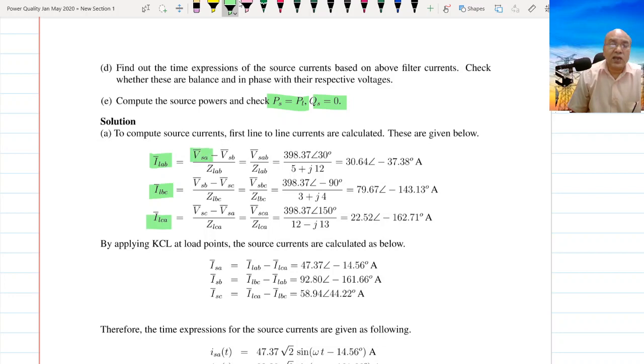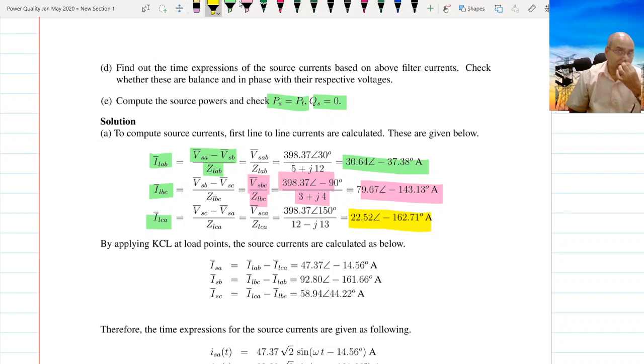Okay, it's the line-to-line voltage divided by the impedance, and we calculate. This comes out to be 30.64 angle minus 37.38 amps. And then the second phase is VSBC by ZLBC, and we substitute these values. We found that it comes out to be 79.69 angle of minus 143 amps. And the third phase, ILCA, is nothing but VSCA by ZLCA. This comes out to be 22.52 angle minus 162.71 amps.